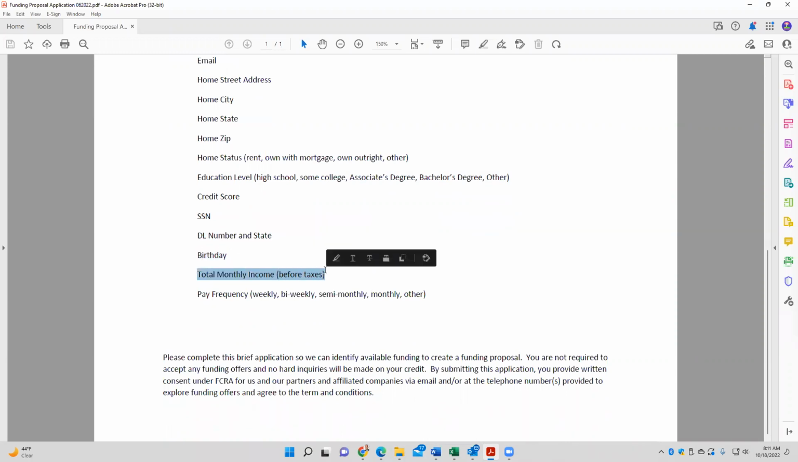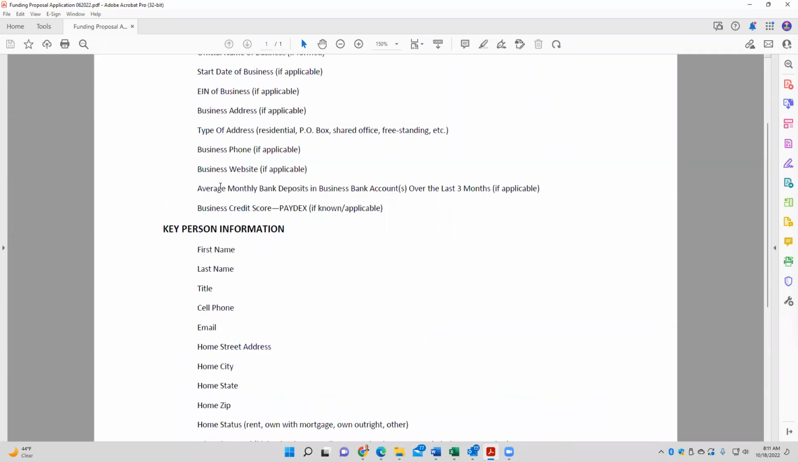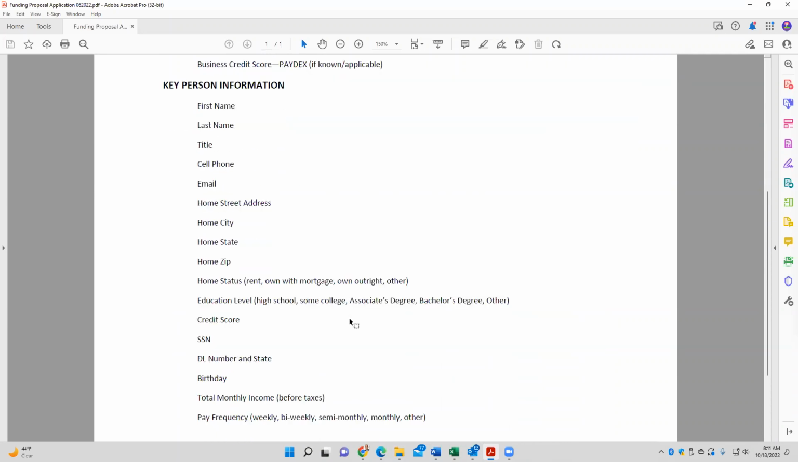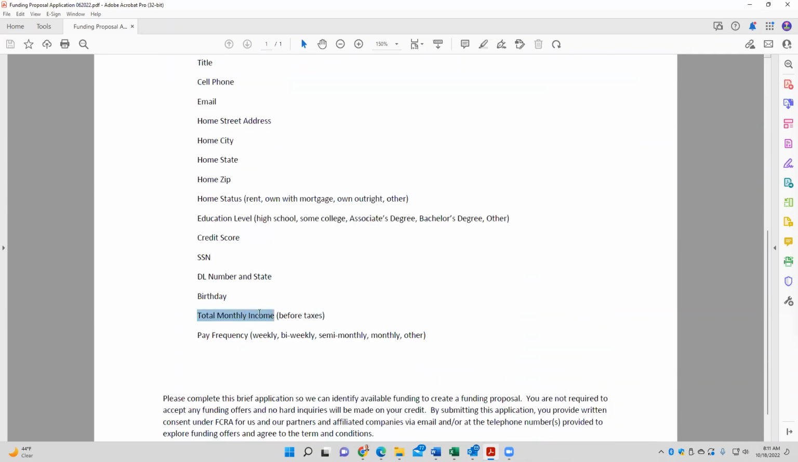total monthly income. Let's read that again. Total monthly income before taxes, which means gross income, right? So it's asking what their monthly income is. Now, I know up here we ask about business deposits, but that's different. That's how much money is going into the business bank account each month, if applicable. Here's what their personal income is. And then how often are they paid? Are they paid weekly, bi-weekly, semi-monthly, monthly, or other?